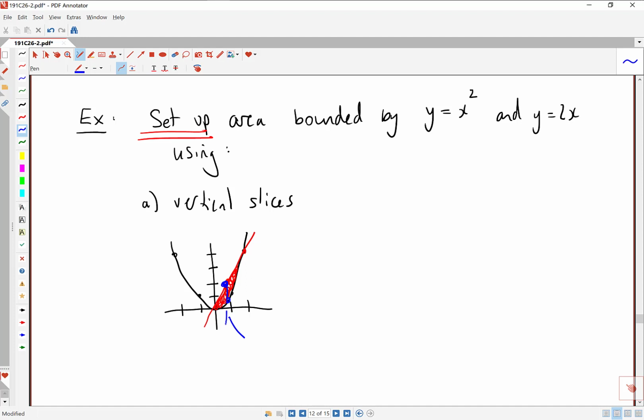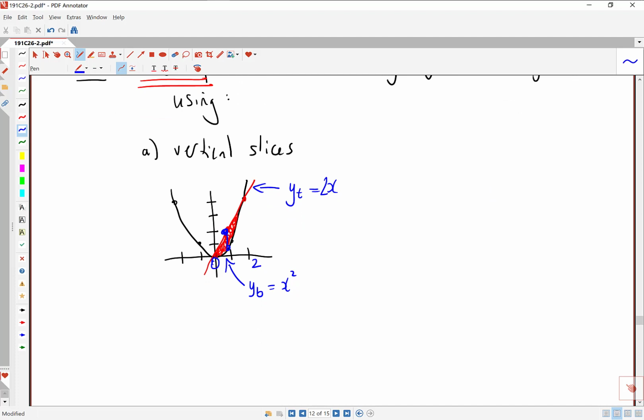So you'd need to know what y bottom is. It would be coming from the parabola, so it would be x squared. And then you want to know what y top is. And that's coming from the line, so that would be 2x. And then you're going to want to know your x values, which are ranging between 0 and 2. Right, so I'll just highlight.